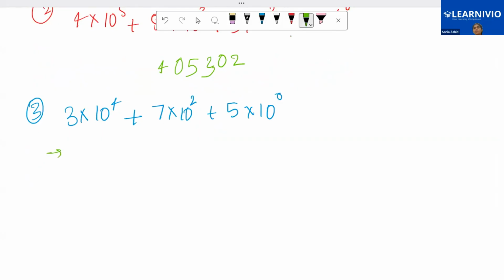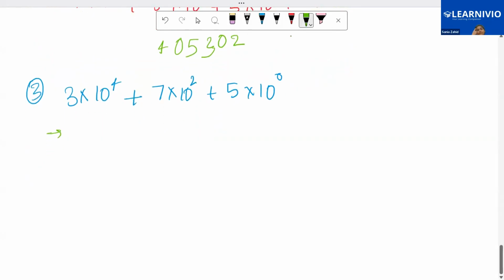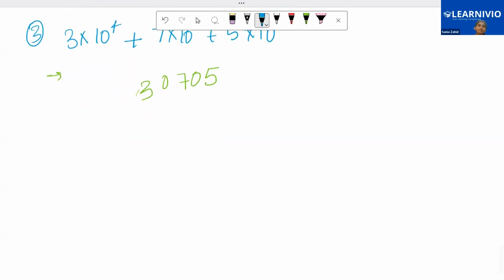How do we do this one, Harmeen? First, the last digit will be 5. Then 0. Then 7. Then 0. Then 3. Very good. So these questions you'll be able to do.